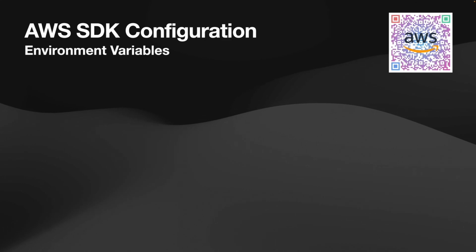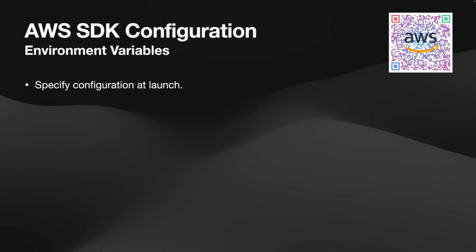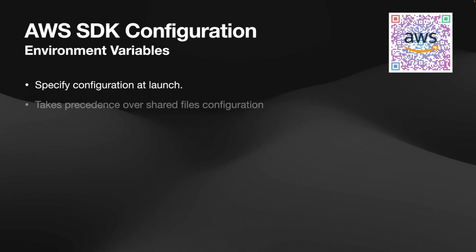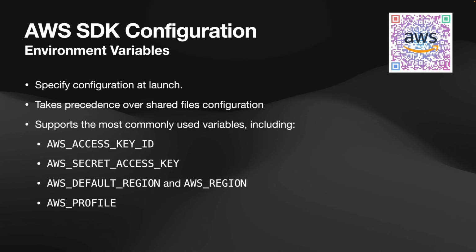Let's have a look at environment variables. We specify these at launch if we want to override the behavior of the configuration that we are wanting to run a program under. These take precedence over the values that are stored in the shared files, and we support the most commonly used variables, including AWS Access Key ID, AWS Secret Access Key, AWS Default Region, and AWS Region. And AWS profile, as mentioned previously.